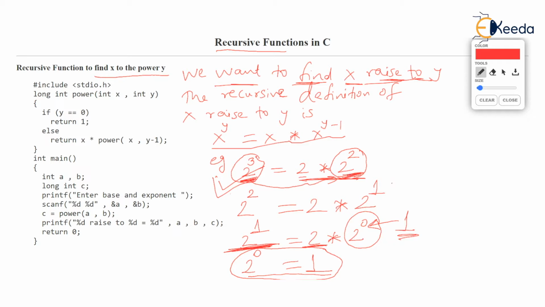So 2 raised to 1, observe here where I am pointing my pen, comes out as 2, isn't it? And then finally 2 raised to 2 will become 2 into 2, which is 4. So this 2 square is 4. And finally we get 2 into 4, which is 8. And this is the answer for 2 raised to 3.